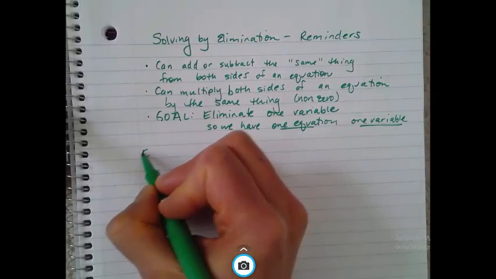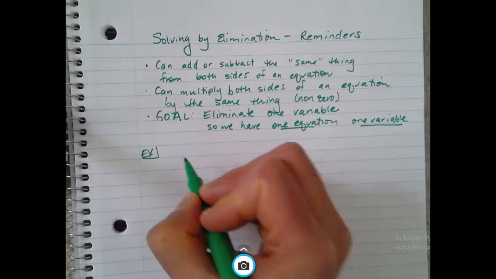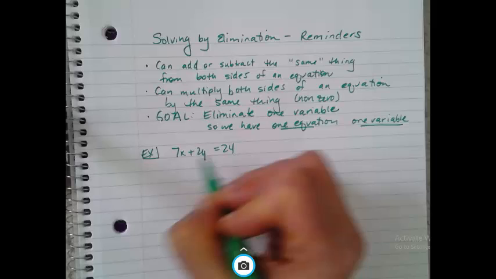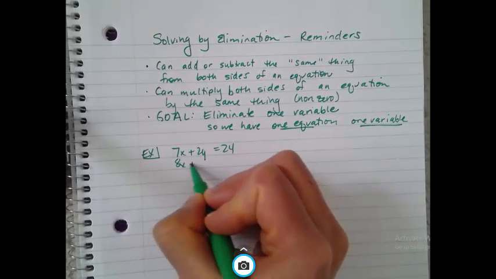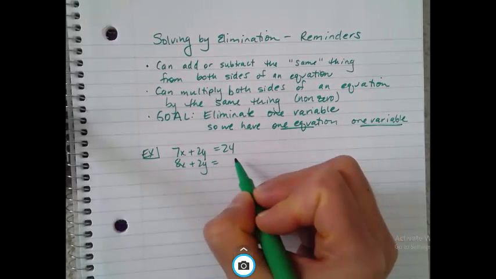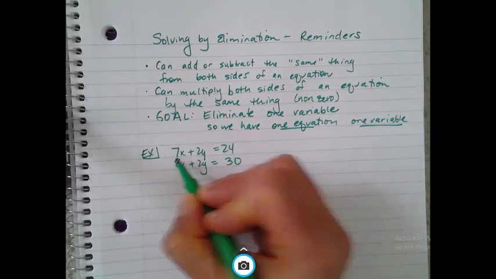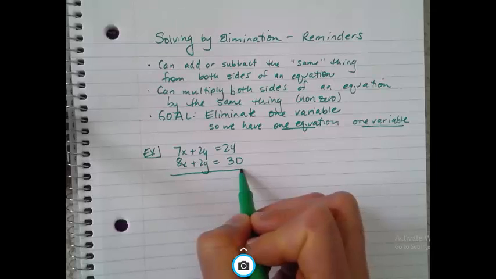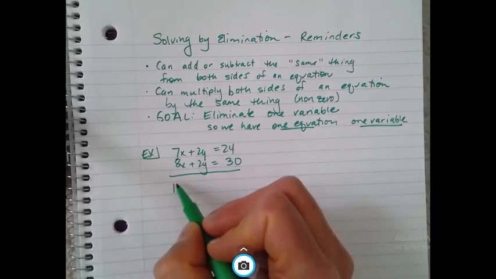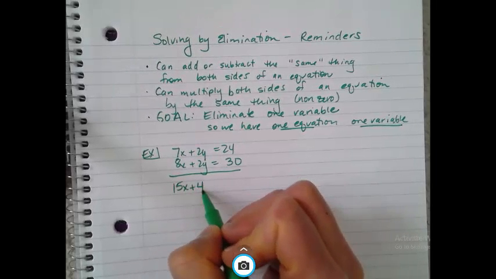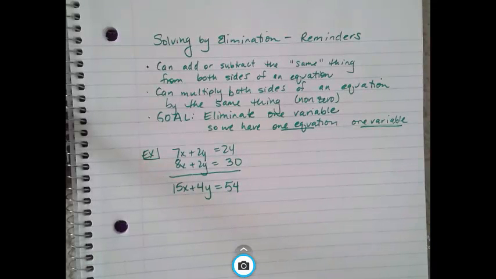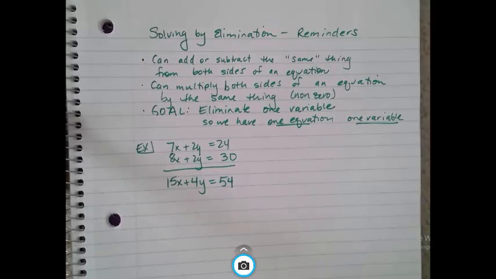Okay, let's just look at an example here. If we've got 7x plus 2y equals 24 and 8x plus 2y equals 30, we've got all kinds of things we're allowed to do. Suppose I add those two equations. Well, then I'm left with 15x plus 4y equals 54. Now that's perfectly valid, but it doesn't achieve my goal.